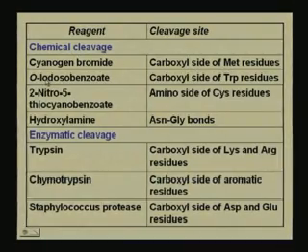I can have iodosobenzoate, which is going to cleave on the carboxyl side of tryptophan residues. The useful thing here is that since proteins do not have many methionine, tryptophan or cysteine residues, it is easier for you to get fragments.